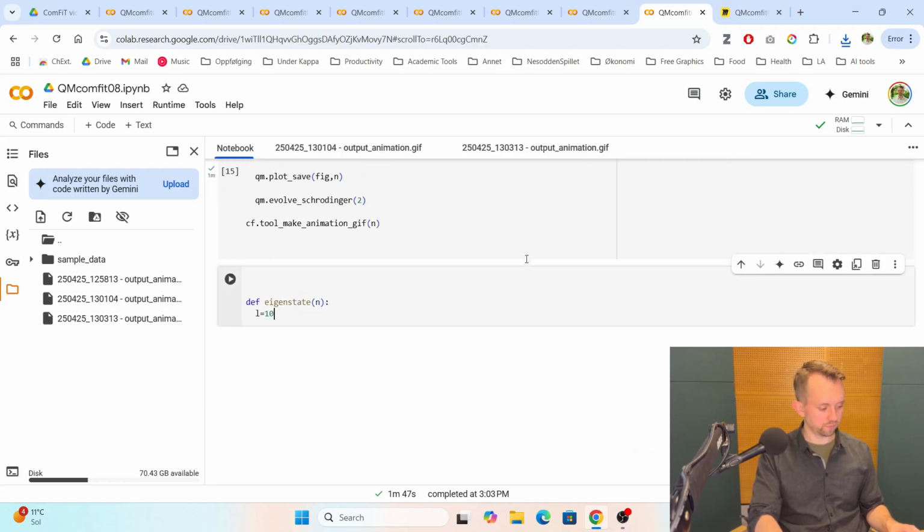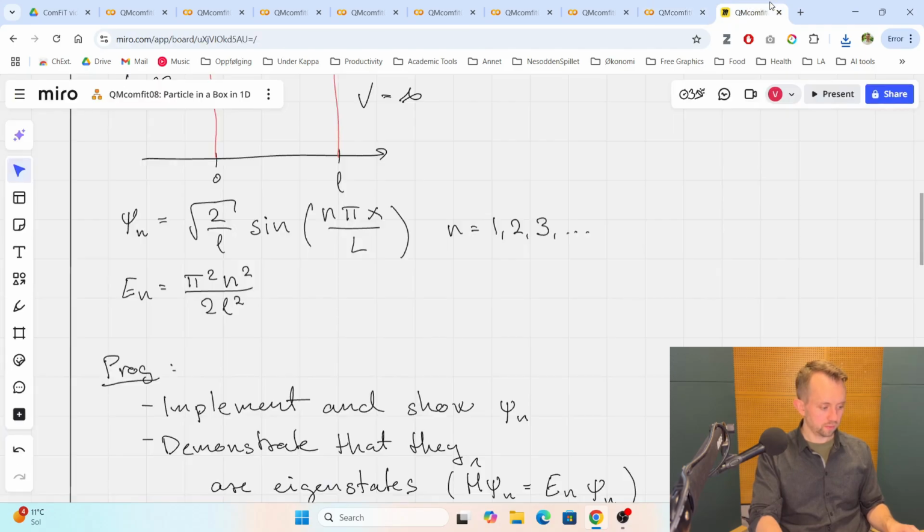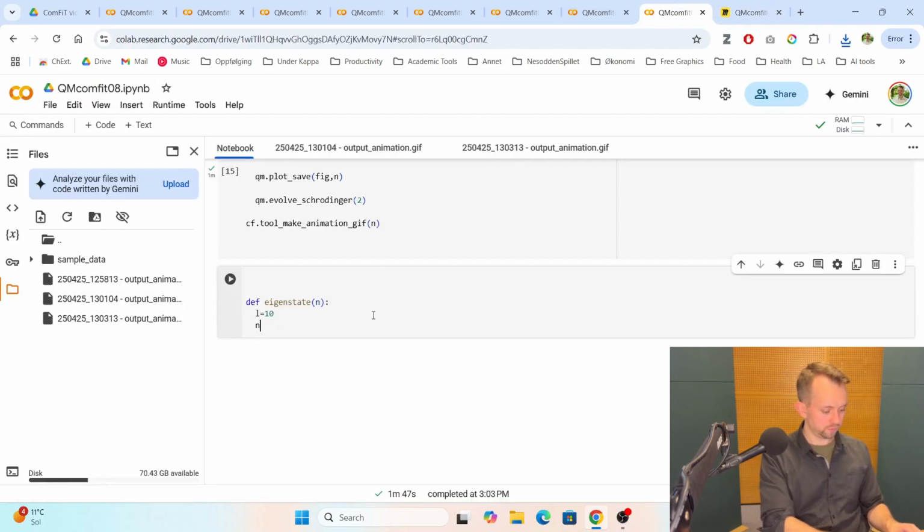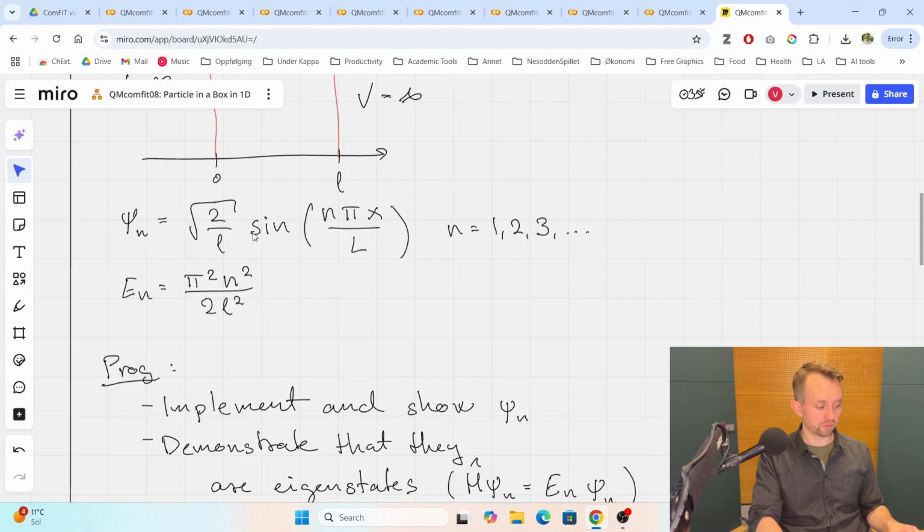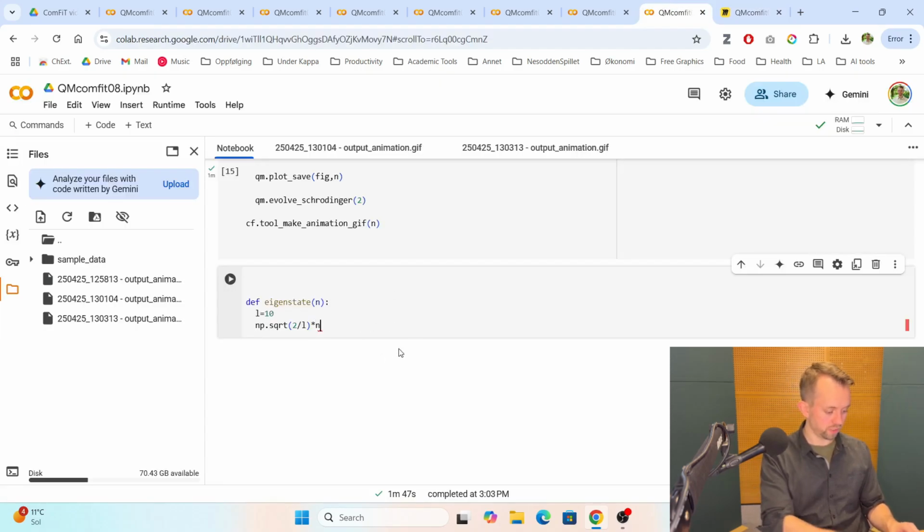So we're just going to use that for the whole thing. Then we need the square root of 2 over L. So np.sqrt of 2 divided by L, multiplied by, and it's actually now guessing the correct answer, but we're going to implement it ourselves, times sine of n pi x over L. So times np.sin of n, yeah, so it got it, right? n pi qm.x divided by L.